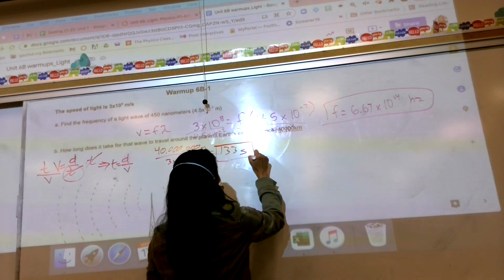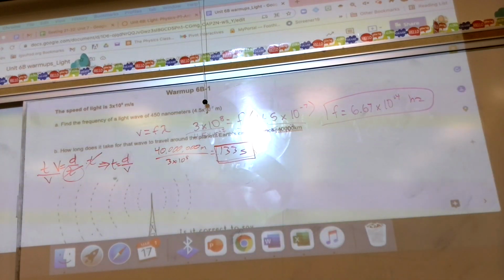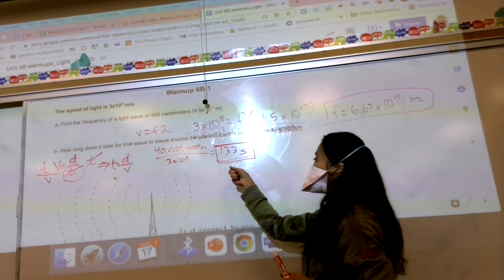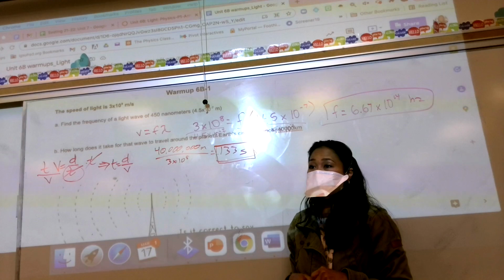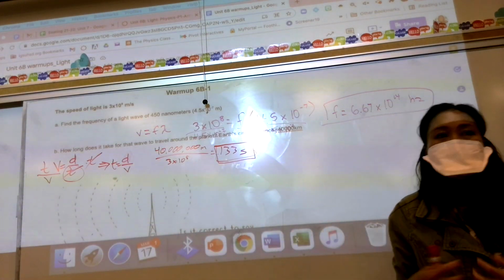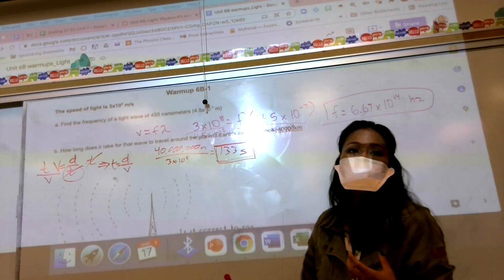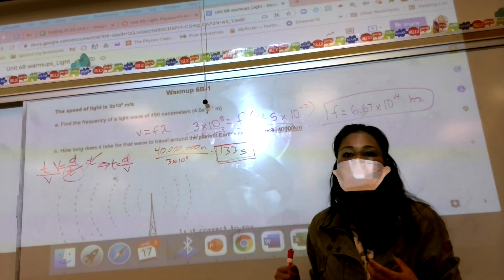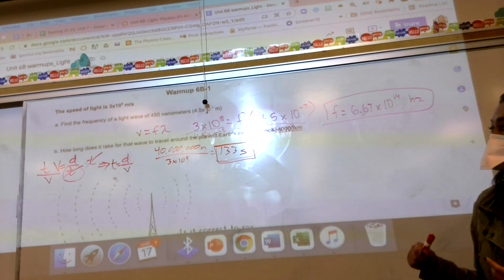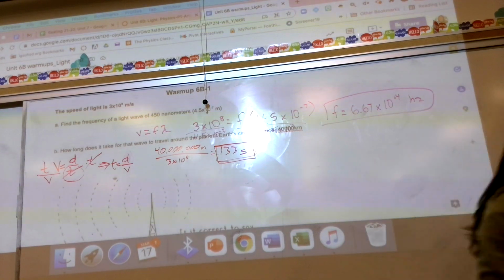And then from there, you take your 40 million divided by 300 million, and you get a really quick time, which is 0.13 seconds. To travel all the way around the world, it's in an instant. You can't really perceive the fact that light waves are actually traveling because it happens so fast. Any questions?